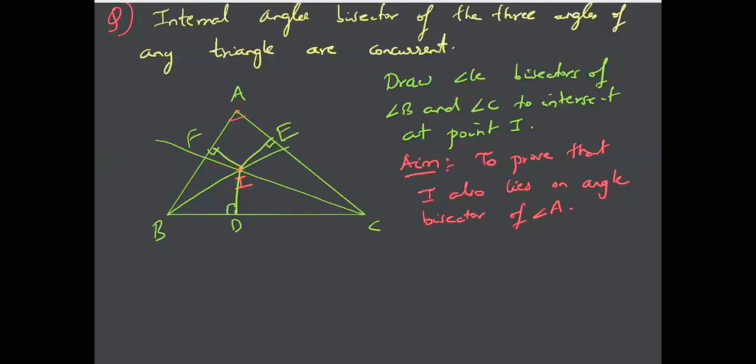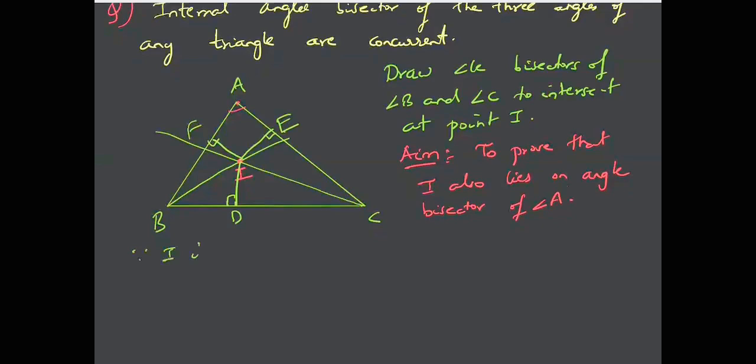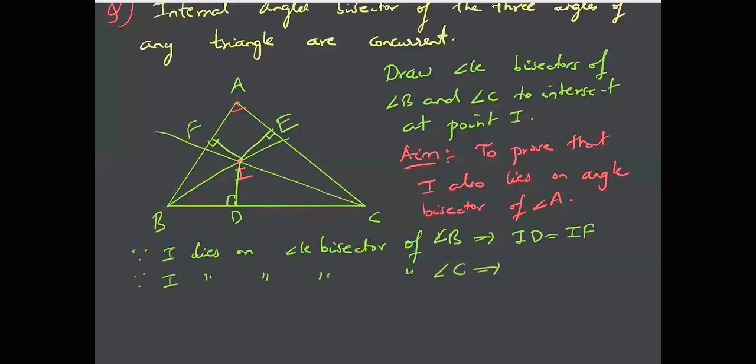Okay. So since I lies on the angle bisector of angle B, this implies that I is equidistant from AB and BC, right? So this means that ID is equal to IF. And similarly, since I lies on the angle bisector of angle C, this implies that I is equidistant from these two lines.